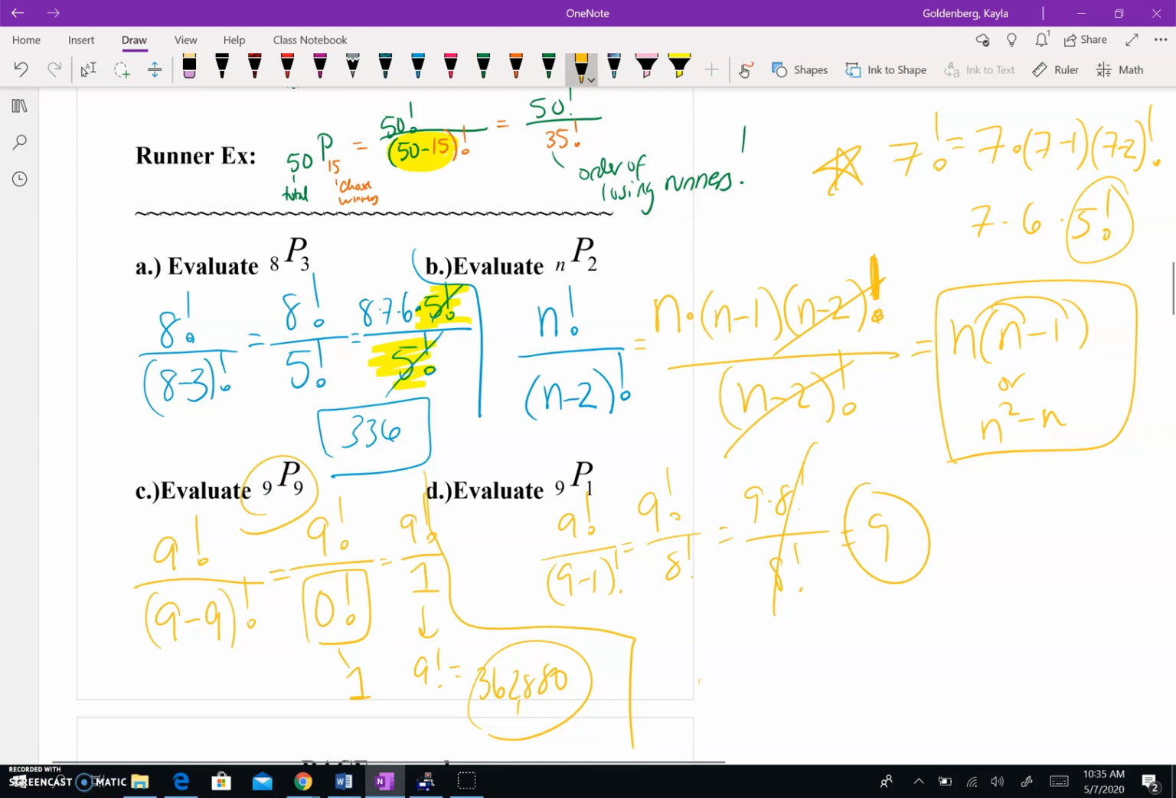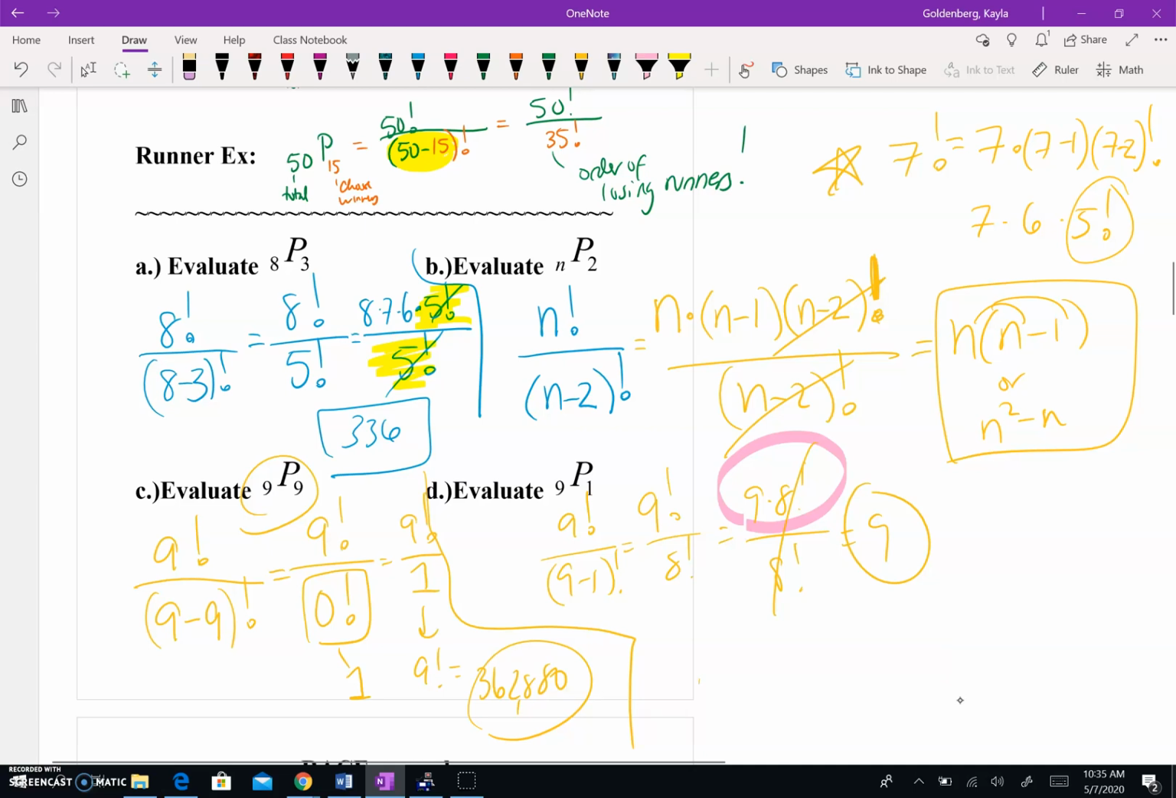Part D is a little bit interesting as well. C and D are kind of interesting cases. This one works out that you get 9 factorial over 8 factorial. And then remember, we want to stretch out the top. So 9 factorial is really the same thing as 9 times 8 times 7 times 6 times 5 all the way down to 1. So we could call that 8 factorial, and that's how we get it to cancel on the bottom. Now when they cancel, you're left with just 9.